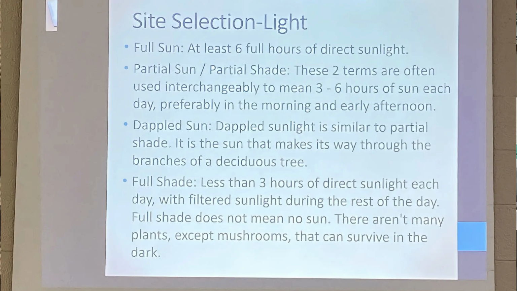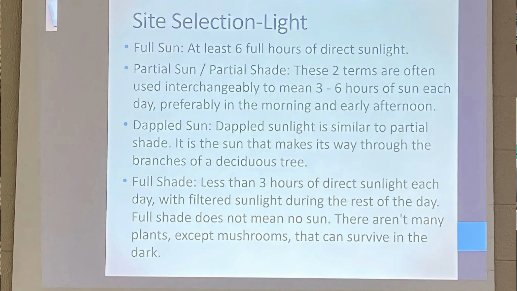Site selection, like I was just talking about, light. Full sun is at least 6 full hours of direct sunlight. Partial sun, partial shade. These two terms are often used interchangeably to mean 3 to 6 hours of sun each day, preferably in the morning and early afternoon. Dappled sun. Dappled sunlight is similar to partial shade. It is the sun that makes its way through the branches of deciduous trees.